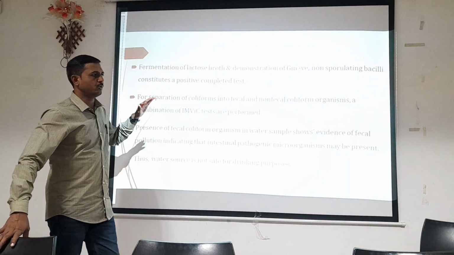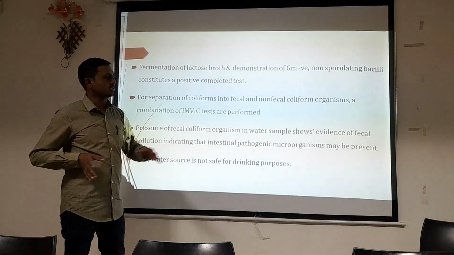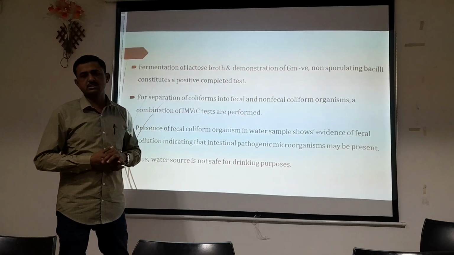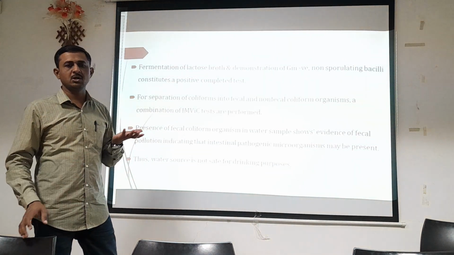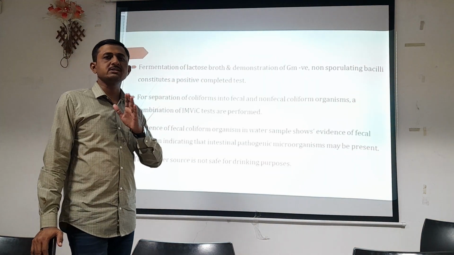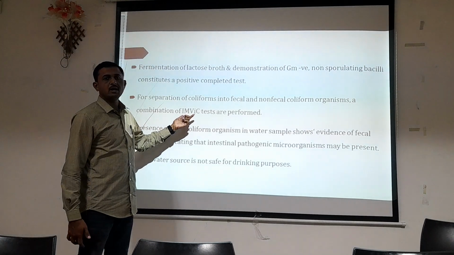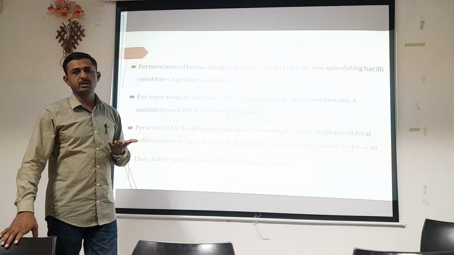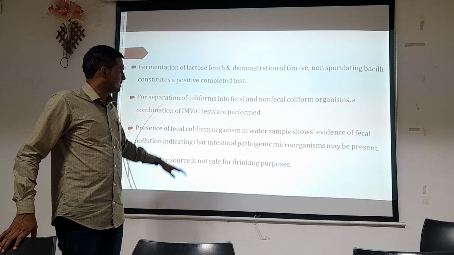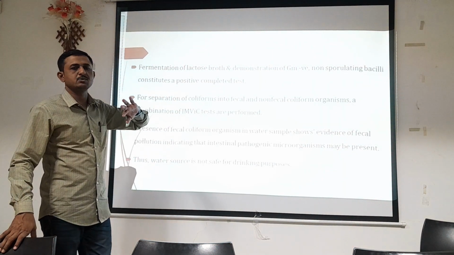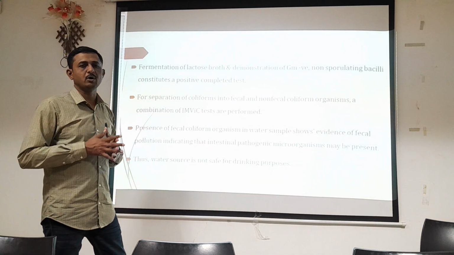Apart from that, if you have to confirm whether the organism is E. coli or Enterobacter aerogenes, you can further carry out different tests like the IMViC classification, that is the indole test, methyl red test, Voges-Proskauer test, and citrate utilization test, as we have discussed in an earlier session. E. coli gives a positive, positive, negative, negative result for IMViC classification, while Enterobacter aerogenes gives a negative, negative, positive, positive result. On that basis, you can clearly distinguish between fecal and non-fecal coliform groups of organisms.